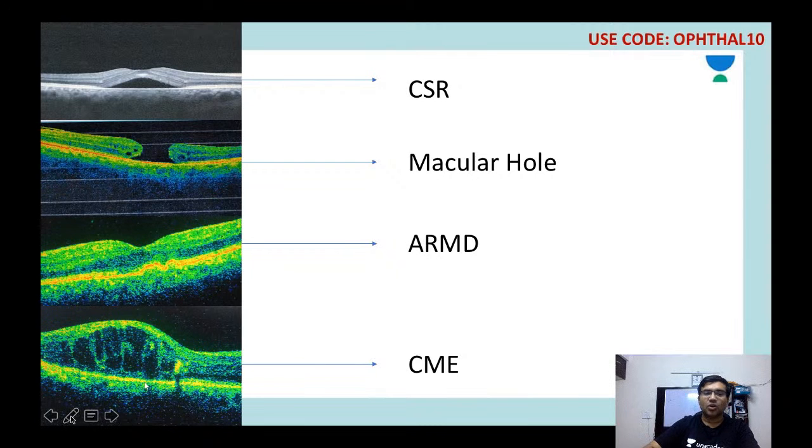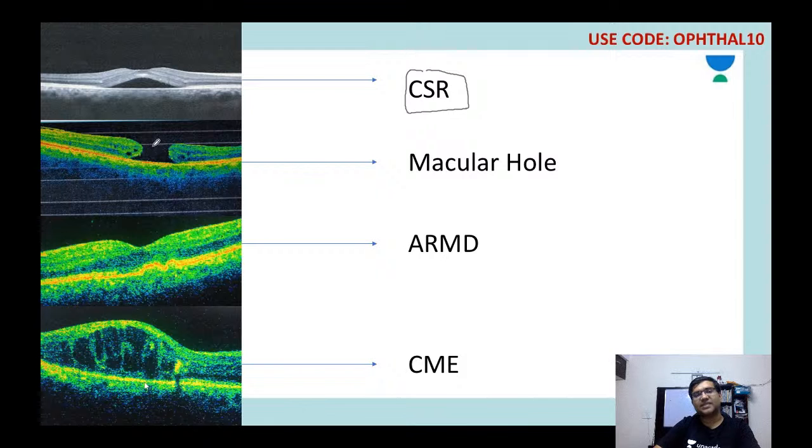What is the basic function of OCT? OCT can tell us about the structure and the pathology in the retinal layers. Okay, it is a non-invasive mechanism, unlike fluorescein angiography. The first one which you can see, I told you there is a serous collection of fluid beneath the neurosensory retina and above the retinal pigment epithelium. This is called central serous retinopathy.